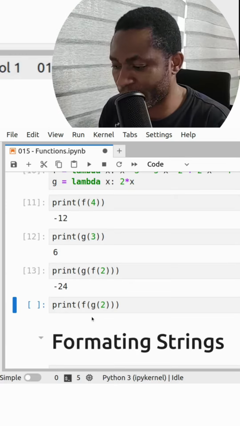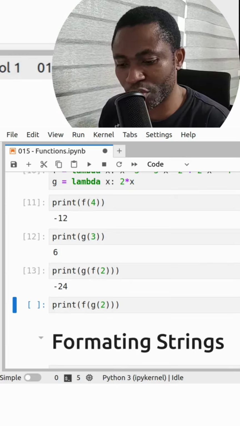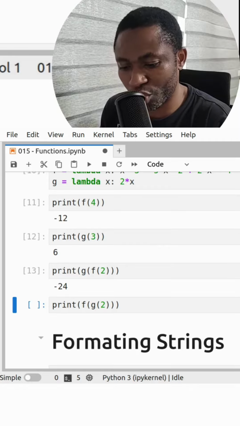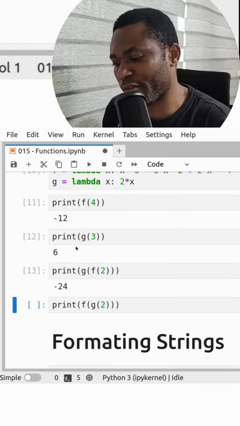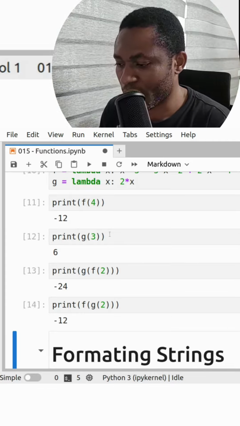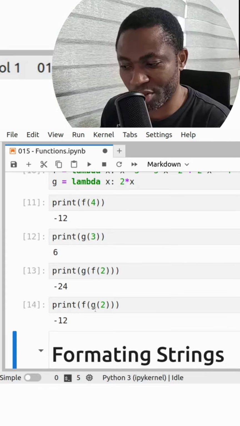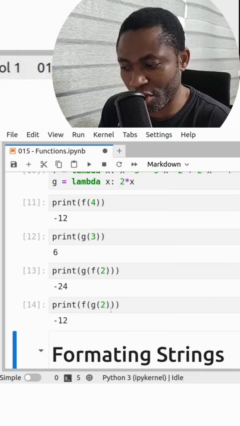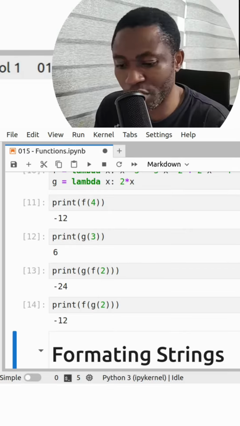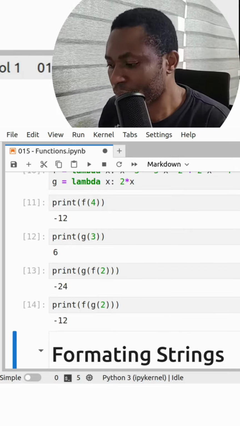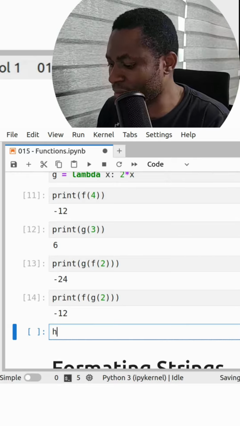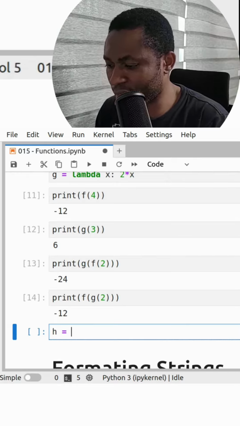Then let's print f of g of 2. In other words, substitute 2 into g of x. That gives us 4. And then substitute that value, the return value, into f of x. What do we have? If we run the cell, it gives us minus 12. And you can see that f of 4 is minus 12, and g of 2 is 4. Okay? When substituted into f of x, it is what? F of 4, which is minus 12.